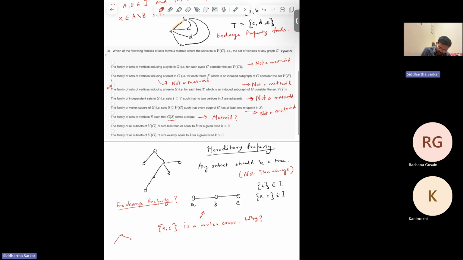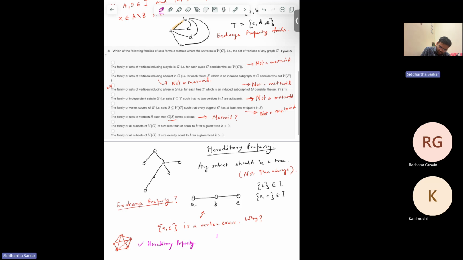So if you have a clique, then you take any subset of the vertices of the clique. These vertices also will induce a clique. That is by the property of the clique itself. So therefore, the hereditary property is true. There is no doubt about it.